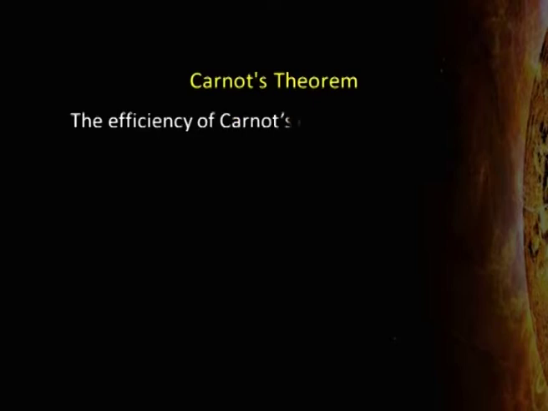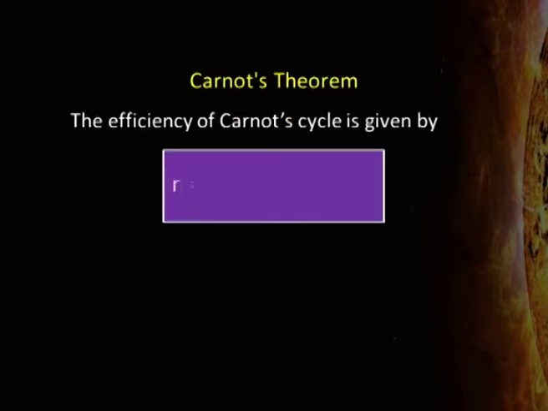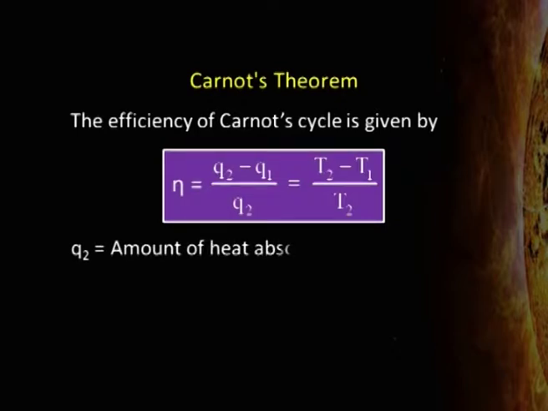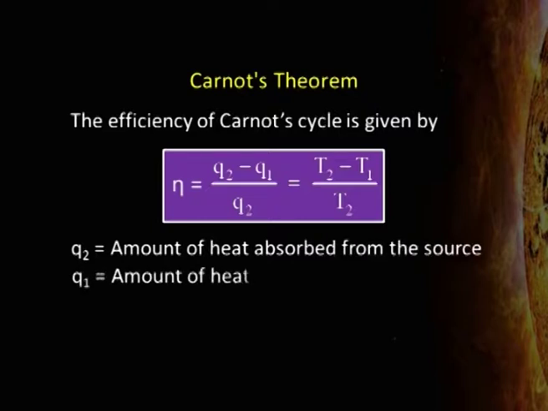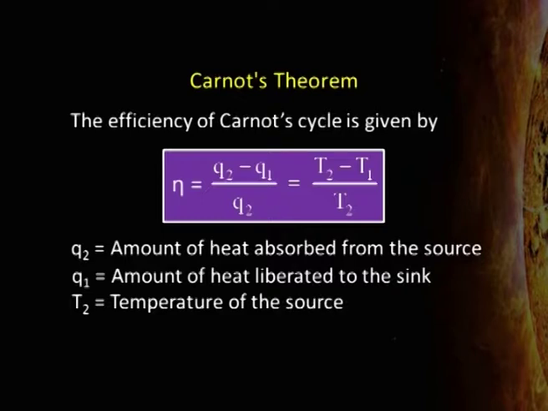In the previous lecture, we showed that the efficiency of Carnot cycle is given by eta equal to (Q2 minus Q1) upon Q2, which is equal to (T2 minus T1) upon T2. Here Q2 is the amount of heat absorbed from the source and Q1 is the amount of heat liberated to the sink. T2 is the temperature of source and T1 is the temperature of sink.